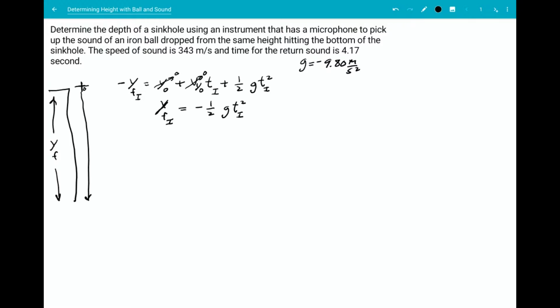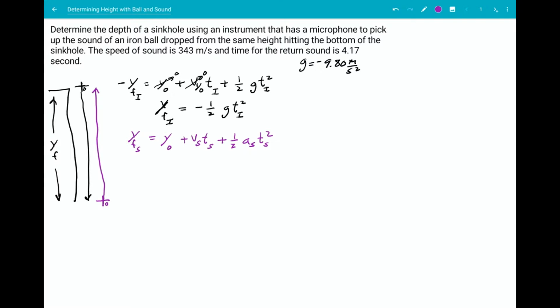So let's now take into account sound. I'm going to choose a different color. So sound is going to come from hitting the bottom of the sinkhole. So that's going to go upward, and that's going to be a positive y final for sound equals y naught plus v sound times t for the time of sound. Yeah, two separate times. I'll explain that later. Plus 1/2 a sound t sound squared.